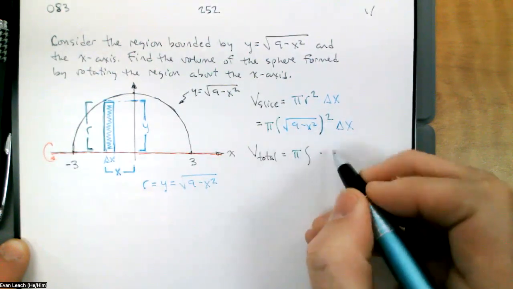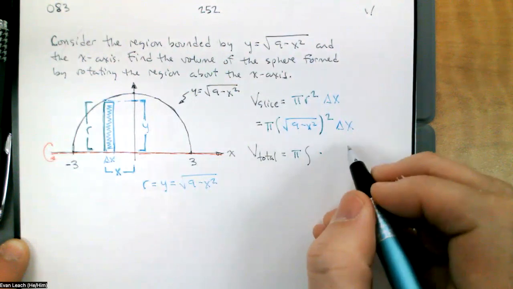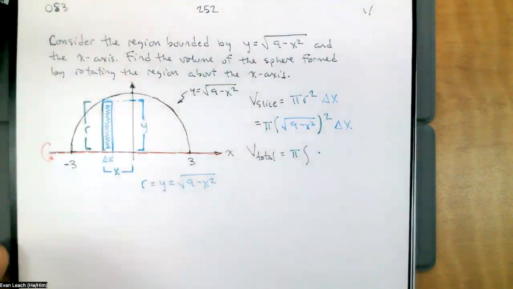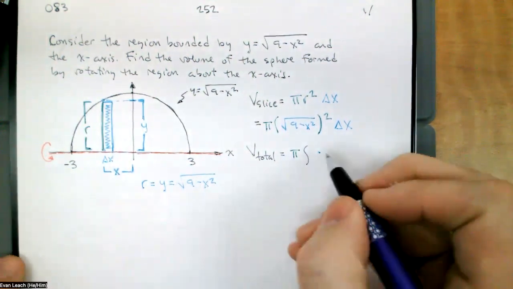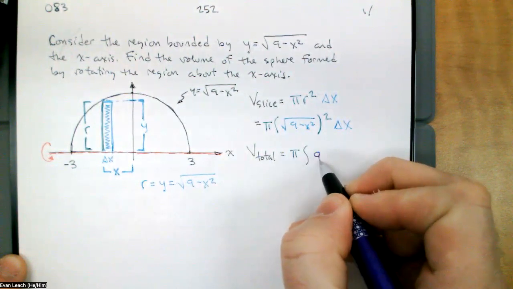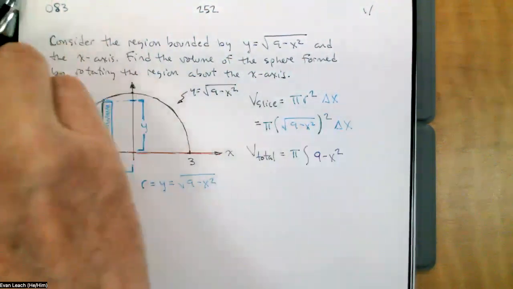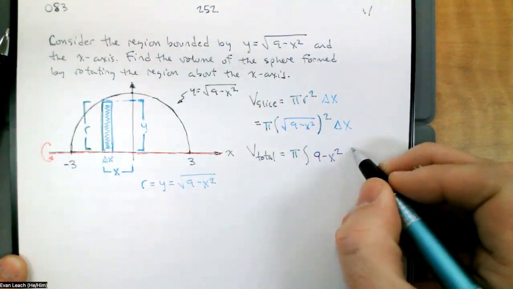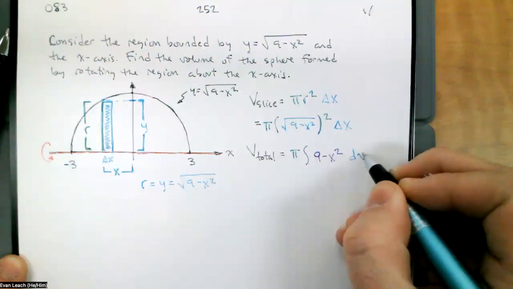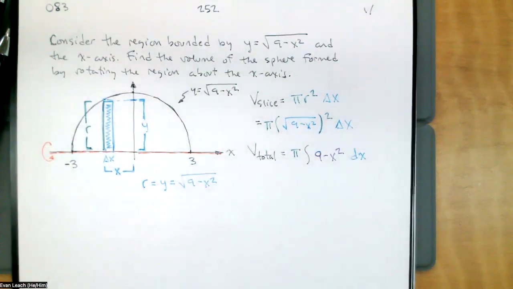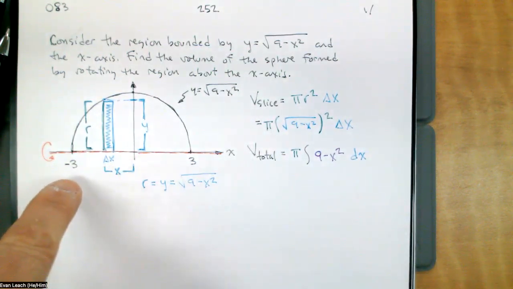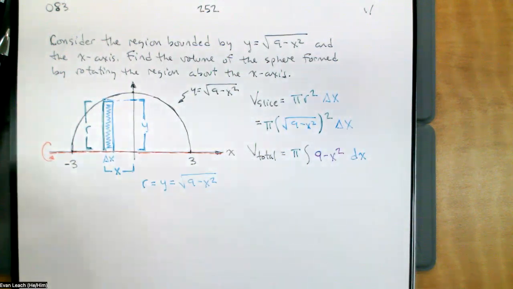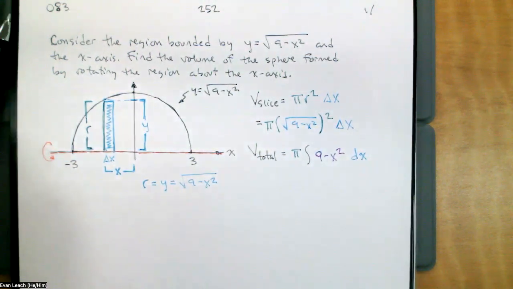We are going to simplify our expression. Square root of 9 minus x squared, squared, will just get simplified to 9 minus x squared. Our discrete delta x for each slice becomes the continuous dx in the definite integral. And then we just have to integrate wherever we see an x value. And we have a slice starting when x is -3 and ending when x is equal to 3. So integrate from -3 to 3.